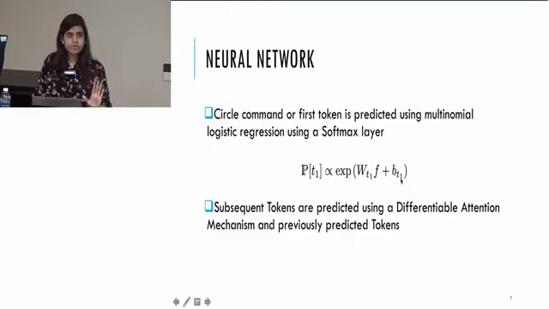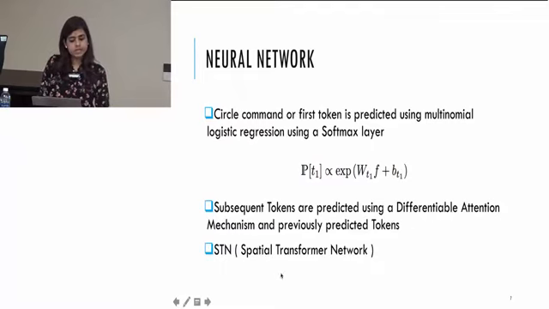Okay, so now that you have the first token, we need to predict the coordinates, right? So subsequent tokens are predicted using a differentiable attention mechanism. So now we're talking about coordinates, so we need attention in our model. So this is introduced using STN, spatial transformer networks.